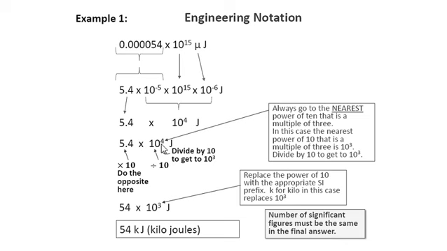Now 10 to the power 4, you will have to choose the SI prefix, the right letter. So we don't have 10 to the power 4, because it's based on 10 to the power 3. So therefore, we're going to just get rid of that one extra 10. Multiply with that, so you get 54 times 10 to the power 3, which is a kilo. Okay, so you get 54 kilojoules.